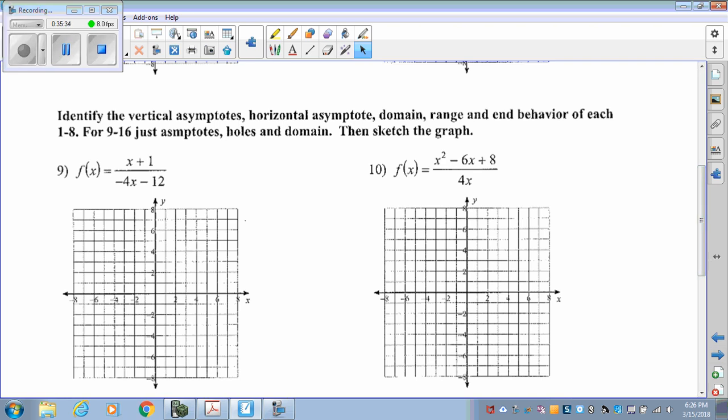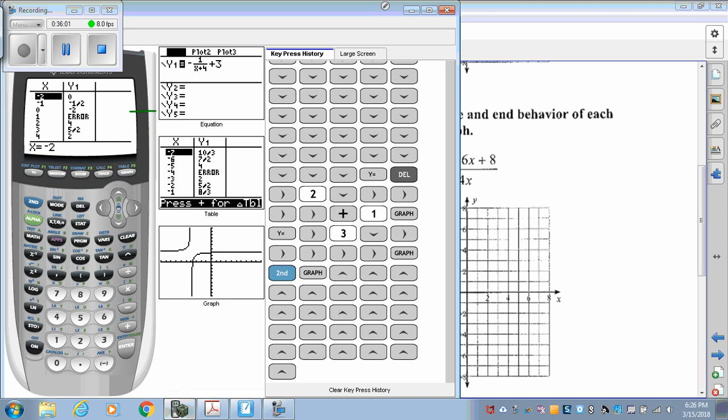So let's see what happens here. I have x plus 1 in my numerator, and then I have negative 4x minus 12. So what I'm going to do is factor this denominator. So I'm going to do my GCD between 4 and 12. I do math, num, 9.